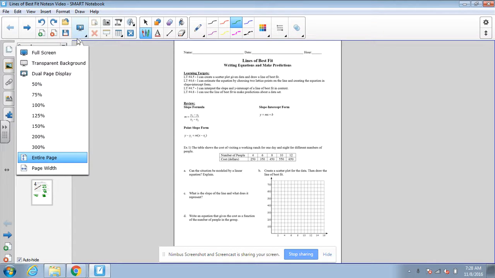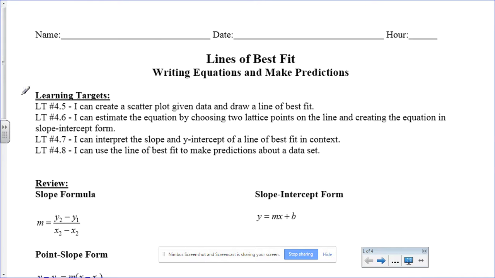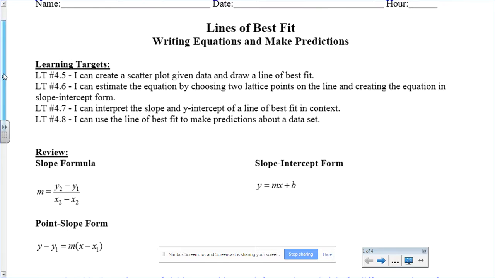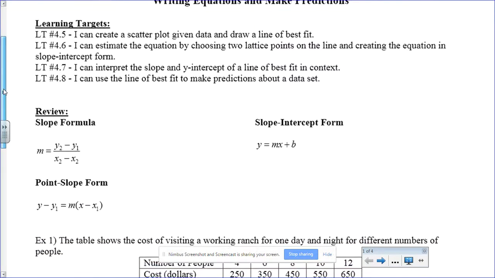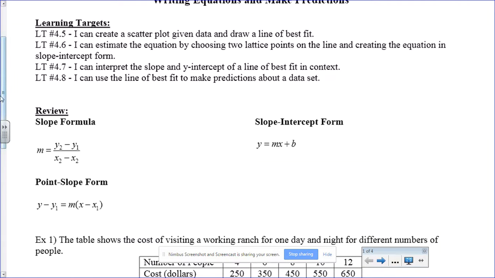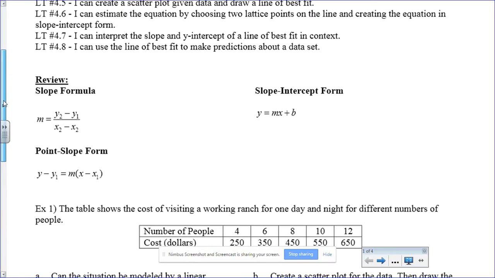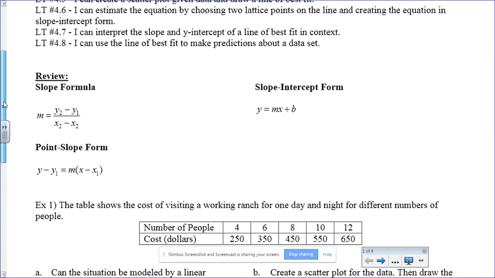Today we're going to go ahead and talk a little bit more about scatter plots and cover the same learning targets that we've been covering for the past couple days. The first one is creating a scatter plot and drawing a line of best fit, and then estimating the equation by choosing two lattice points on the line, and then interpreting the slope and y-intercept of the line in the context, and also using the line of best fit to make predictions.